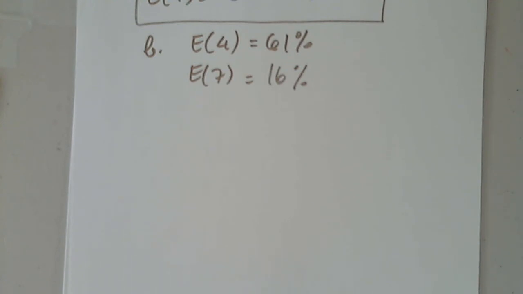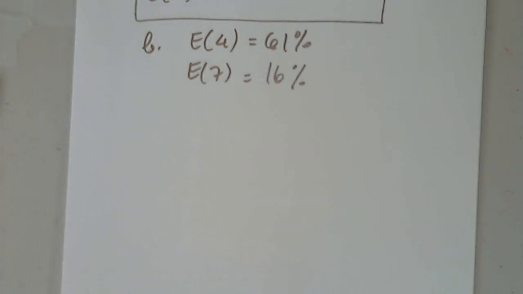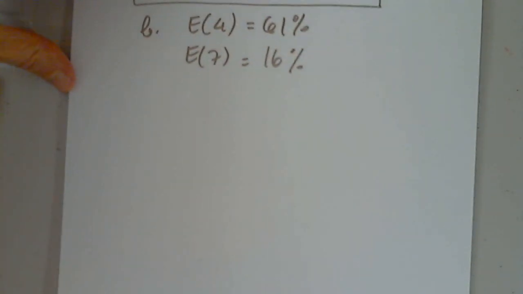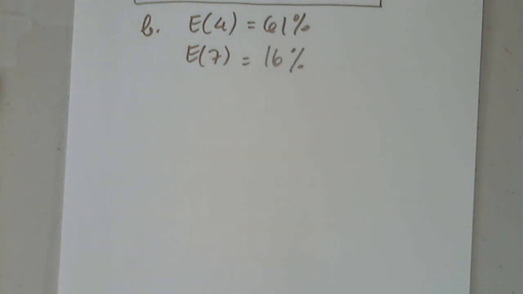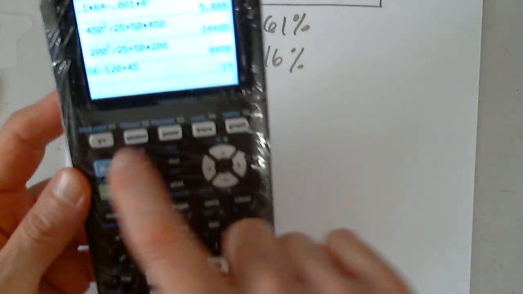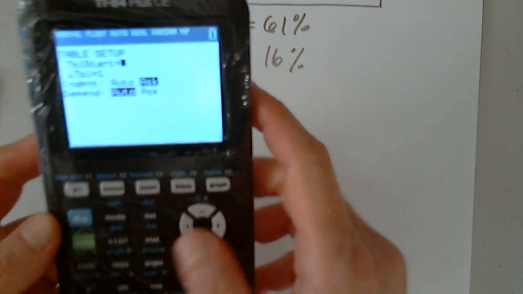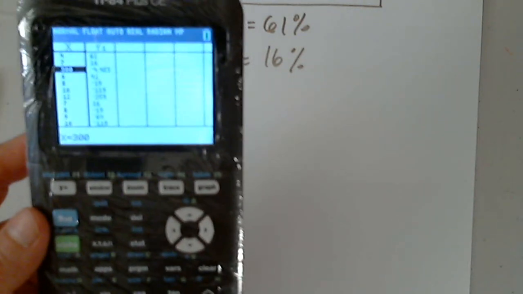Any questions? Everything okay? Anyone following? How do you enter the x values in the calculator once you get to the table? Oh, thank you. Make sure that your table setup is in independent mode for ask, because otherwise the calculator will not let you punch in the numbers you want.